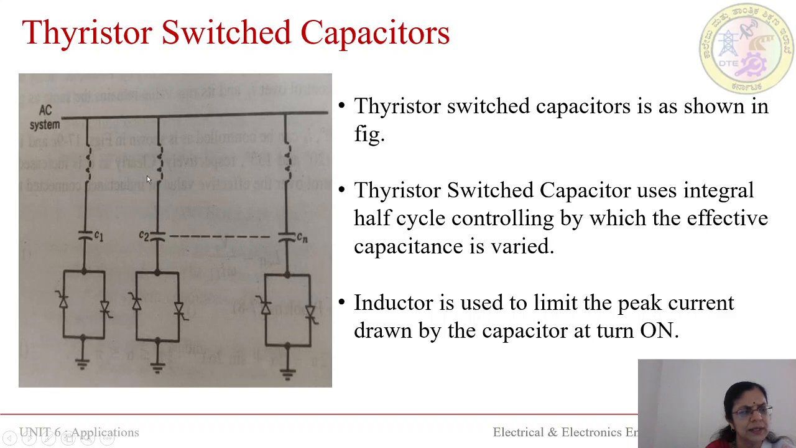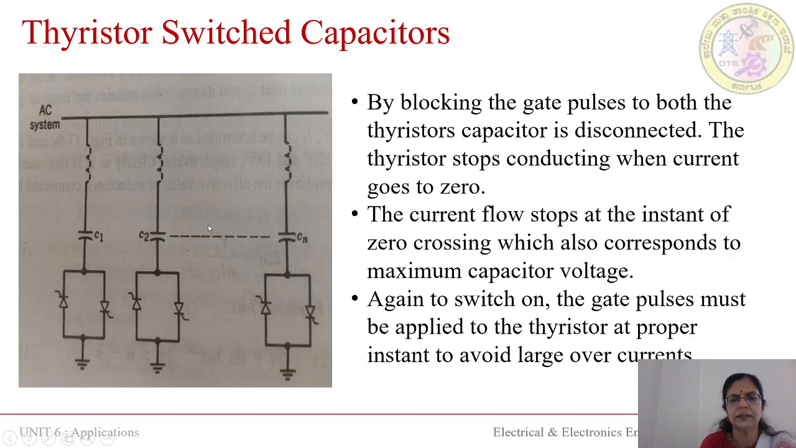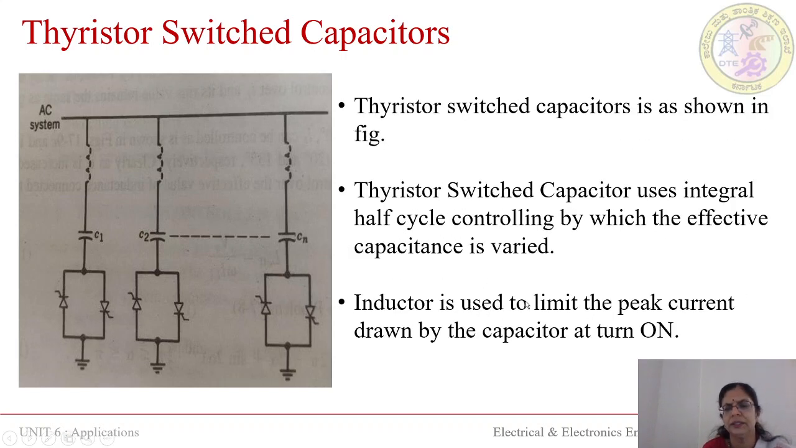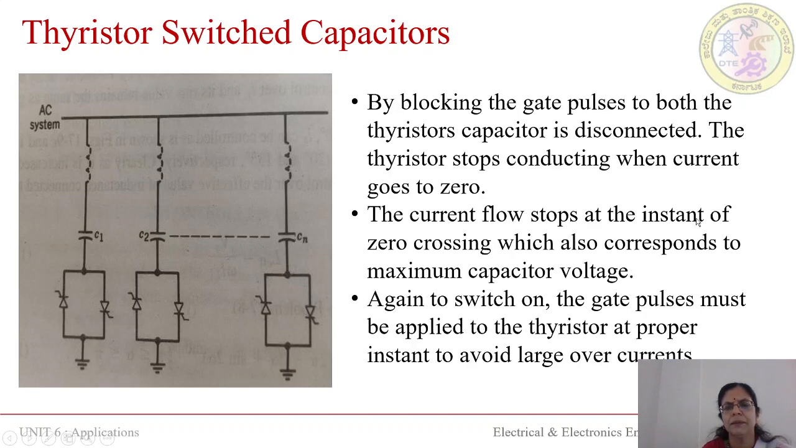So if the load inductive VAR is more, to compensate that we require more and more units of this type. As we increase the number of units, the compensation will be better. That is what has been discussed here. The inductor is used to limit the peak current drawn by the capacitor. By blocking the gate pulses to both the thyristors, the capacitor is disconnected. The thyristor stops conducting when the current goes to 0.